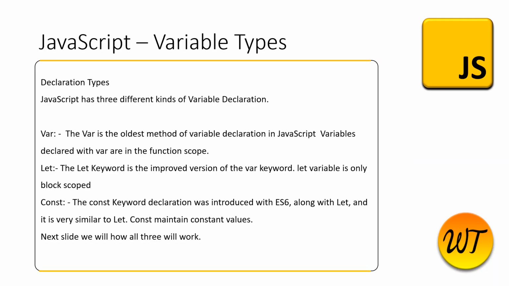Declaration types. JavaScript has three different kinds of variable declaration. var: var is the oldest method of variable declaration in JavaScript. Variables declared with var are in the function scope. let: the let keyword is the improved version of the var keyword. A let variable is only block scoped. const: the const keyword declaration was introduced with ES6, along with let, and it is very similar to let. const maintains constant values.